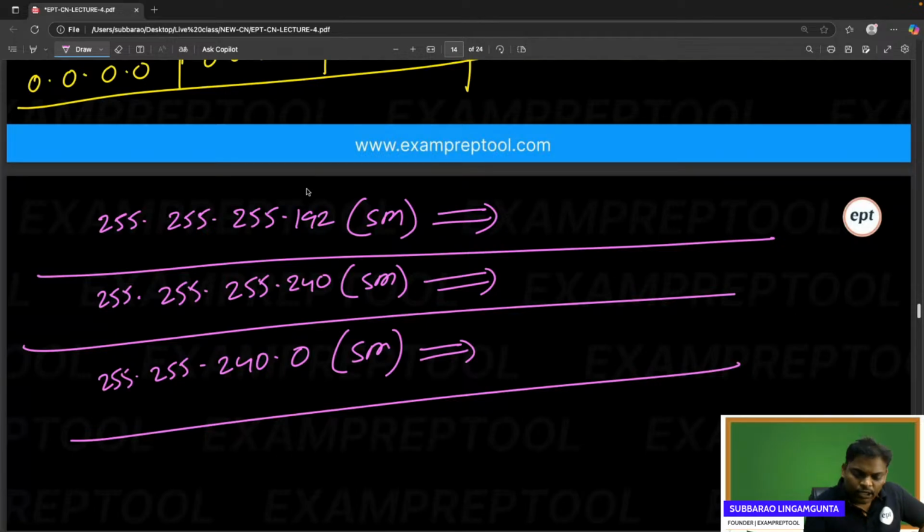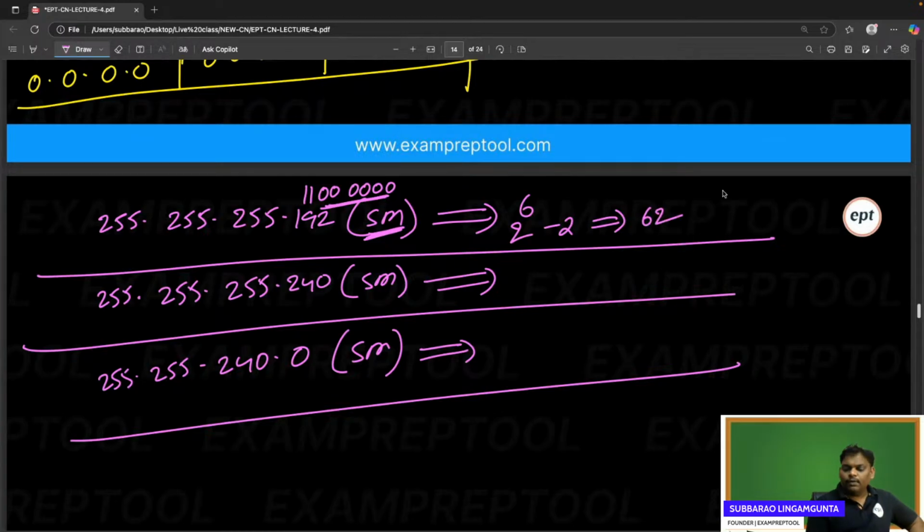So 192 can be written as 11000000. In the subnet mask, zeros are host. I think host purpose 6 bits. Host purpose 6 bits means 2 power 6 minus 2 hosts possible. 64 minus 2, 62. So the subnet mask, if you observe clearly, it is 4 ones and 00.